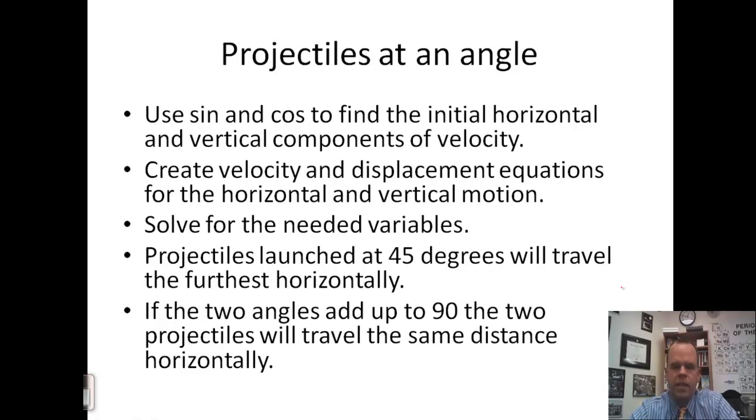When you're dealing with projectiles launched at an angle, you will commonly have something like a projectile launched at 20 meters per second at an angle of 30 degrees. The first step in any projectile problem is to get your initial horizontal and vertical velocity. To do this, when you have a velocity vector that is in polar notation, you're going to have to convert it into its rectangular notation, the horizontal x and the vertical y. So the first step is a conversion from polar notation to rectangular notation.